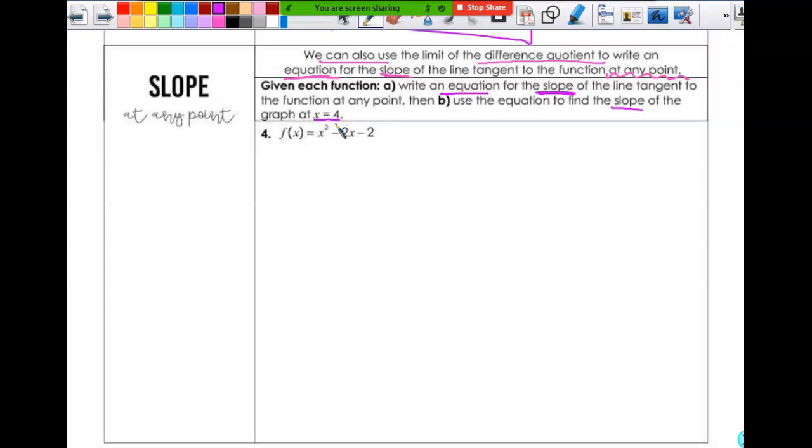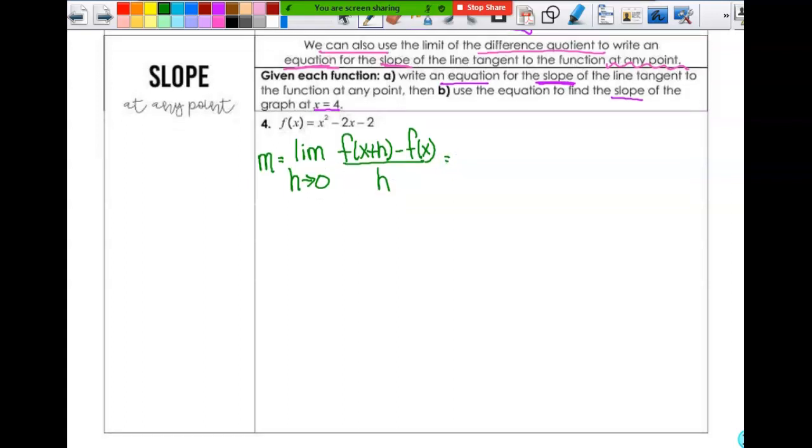So we're going to find the slope. It's equal to the limit as h approaches 0. H is approaching 0. Well, in this case, I don't have a number to use, so it's f of x plus h minus f of x all over h. So we do it just like that with the x's and the h's.